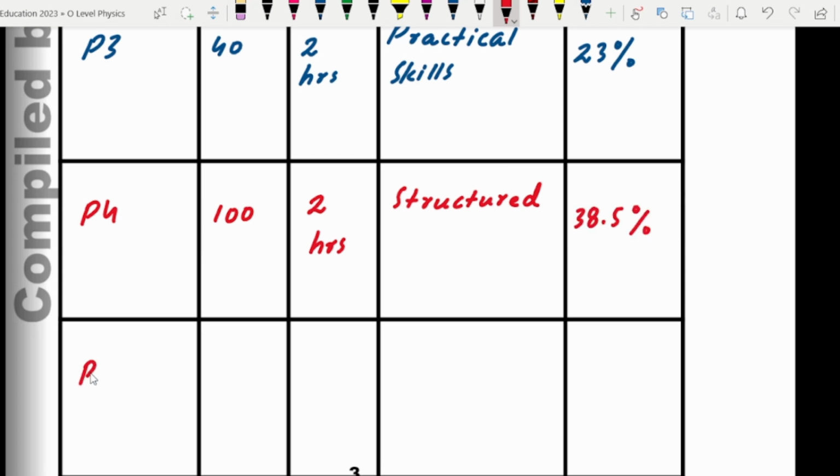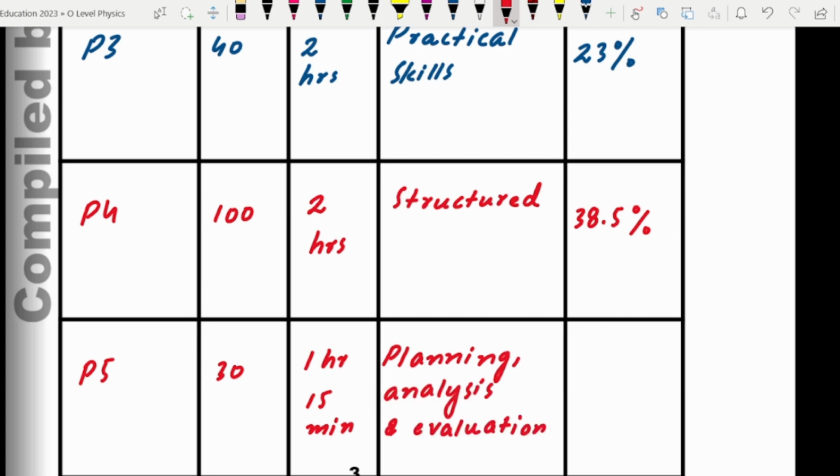38.5. Then you have paper 5, 30 marks, and you'll have 1 hour, 15 minutes for it. Planning, analysis, and evaluation, and that is 11.5% of your A2 grade based on this one.